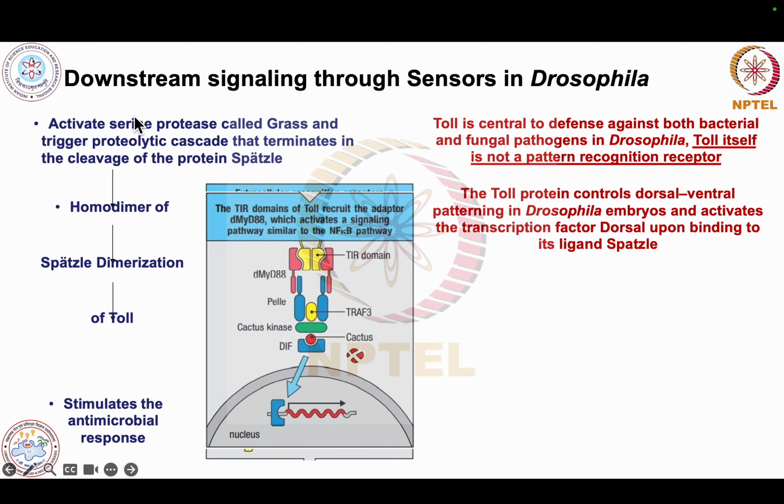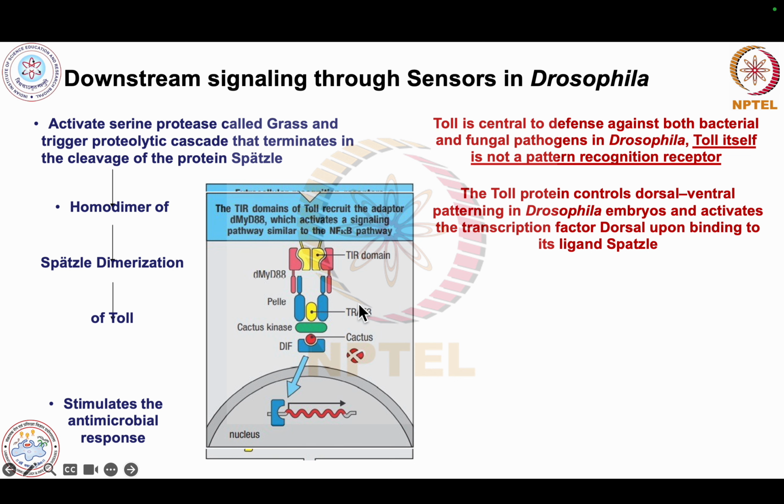Downstream signaling through sensors in Drosophila: it activates a serine protease and triggers a proteolytic cascade that terminates in the cleavage of the protein Spatzle. So there is homodimerization of Spatzle, and the TIR domains of Toll recruit the adapter MYD88, which activates a signaling pathway similar to the NF-kappa B pathway. Okay. So Toll is central to defense against both bacterial and fungal pathogens in Drosophila.